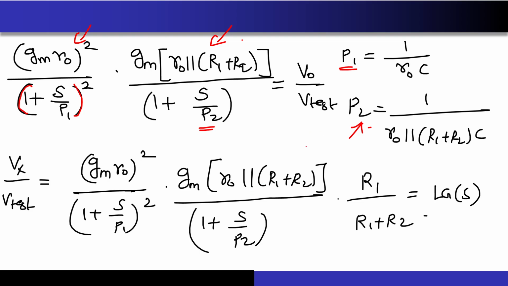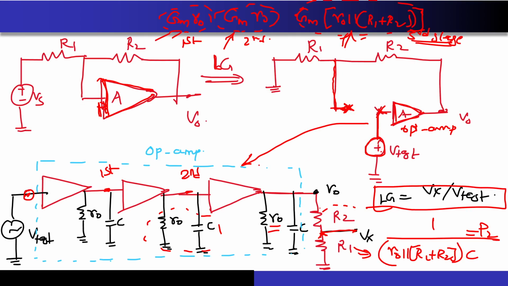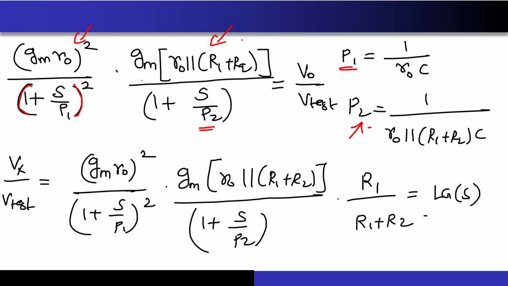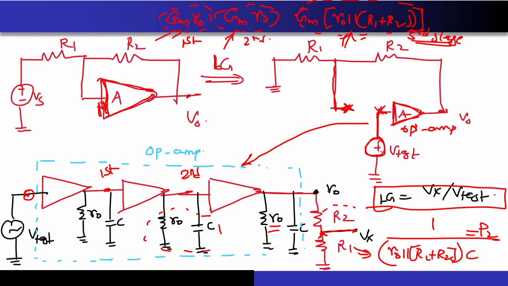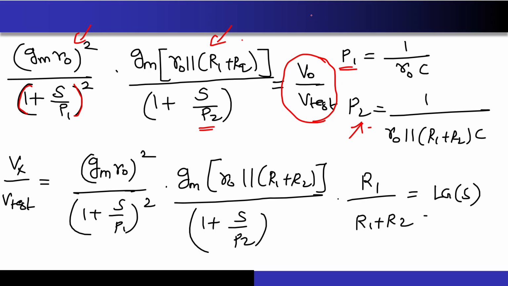Apart from this, there is one more thing that we are forgetting. What will be the DC gain of this circuit? What I have written over here is V0 by Vtest. But where am I taking the output? Am I taking the output at V0 or at Vx for the loop gain calculation? Vx, right? So I don't have to find V0 by Vtest, but I have to find Vx by Vtest.